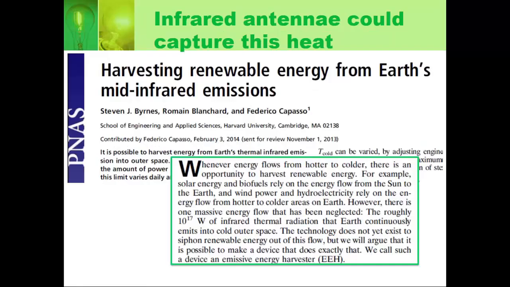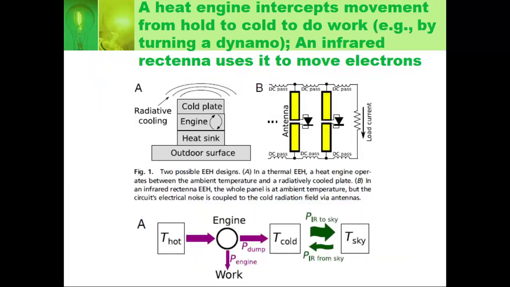They say put an antenna up in space, okay? And whenever you have energy flowing from hotter to colder, there's an opportunity to harvest renewable energy. In a sense, it's taking the Earth's waste heat, spreading that out even more, collecting it with a big antenna. And they found out that there's 10 to the 17th watts of infrared thermal radiation continuously emitted into cold outer space. The idea is to have something that could catch that and spread it out even more. And so they have a way to do that.